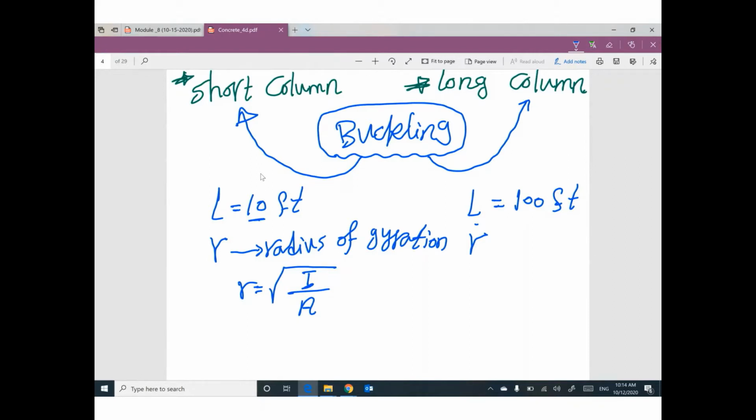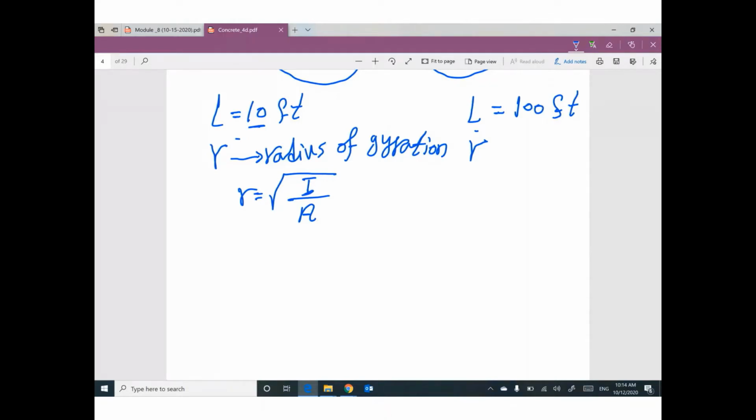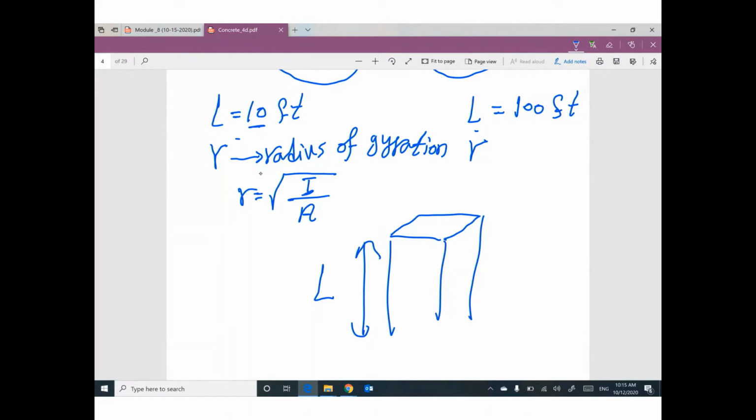No. Short column means buckling is not a big issue. It's not considered. Long column means we have a big issue with buckling. Buckling can cause failure of this column. How can I figure out if buckling is an issue or not? By length only? No. By cross section only? No. Both of them. So we have a column with length L and the cross section. This one is the length. The cross section will be used as a function of r, radius of gyration, which equals the square root of I, moment of inertia, divided by area.